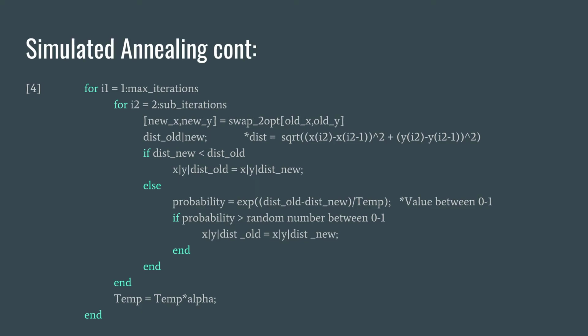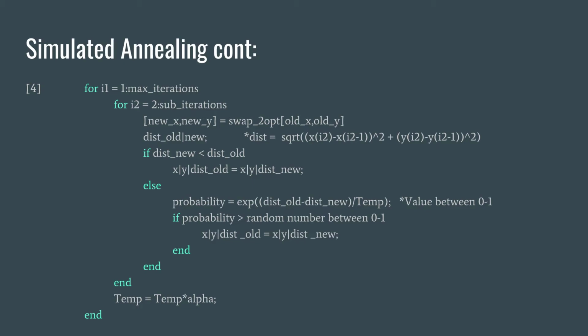But if the distance of new is greater than the distance of old, it calculates a probability function, doing the exponential of distance old minus distance new over temperature. And this produces a value between 0 and 1. That probability function is then compared to a random number between 0 and 1, and if it's greater than the number, you set the old equal to the new, and you end the loop.